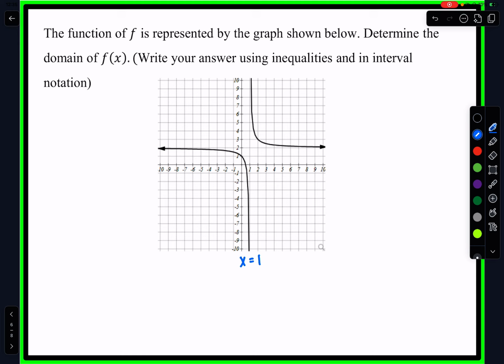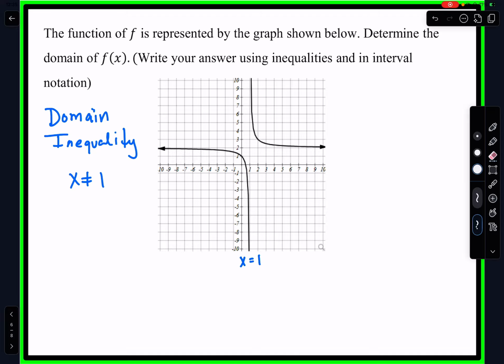So therefore, that means that the domain, let me first write it as an equality, will not include that value. So x cannot equal that value of 1.